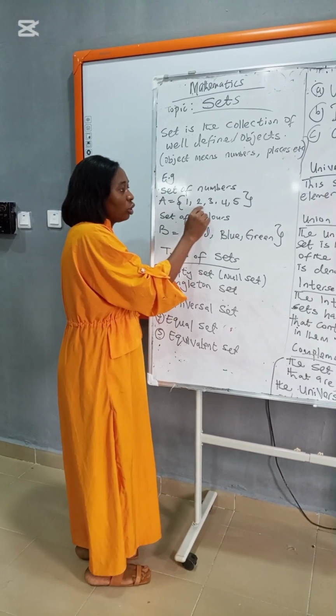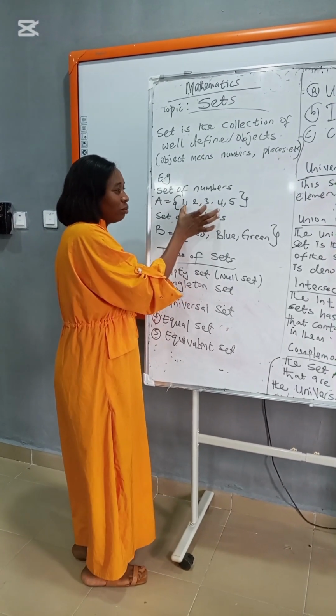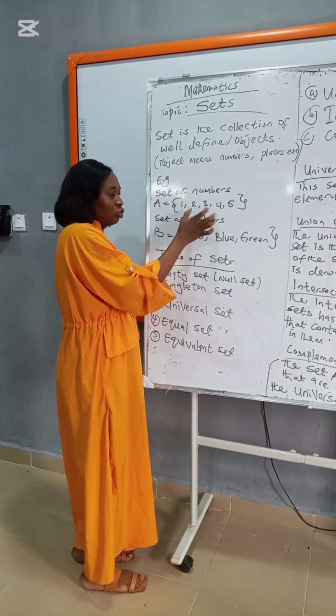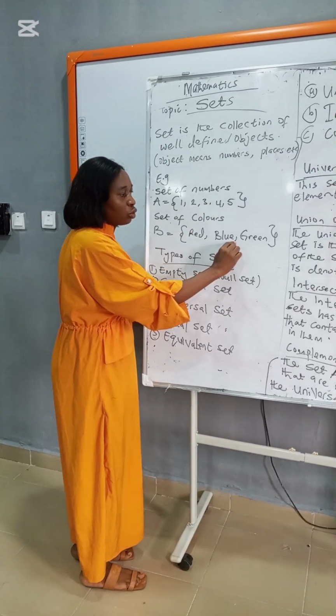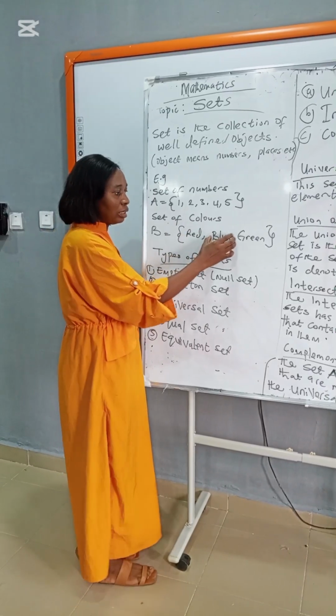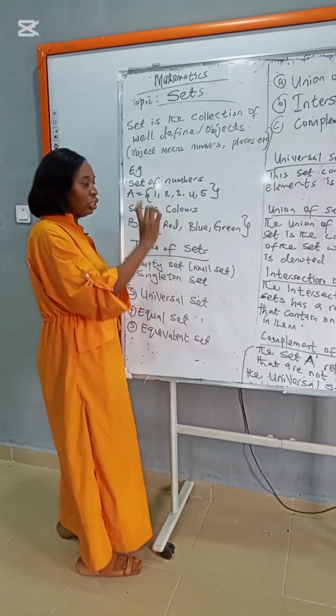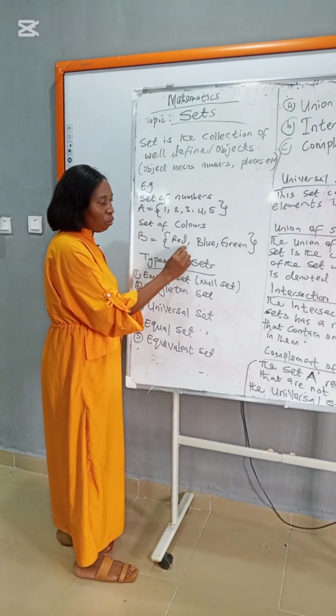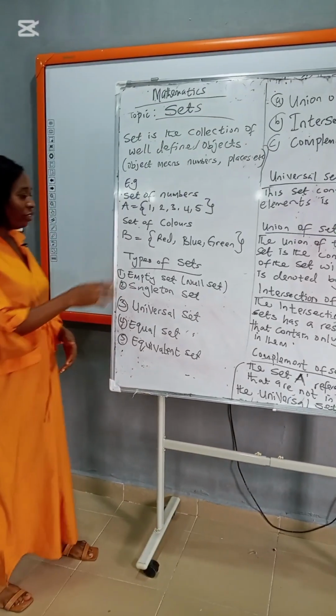Most importantly, you need to know that in a set, we differentiate the elements by using what? Commas. This is what makes this a set. We use commas to separate each element. This is an element, this is an element, this is an element. So each element must be separated by what? Commas.